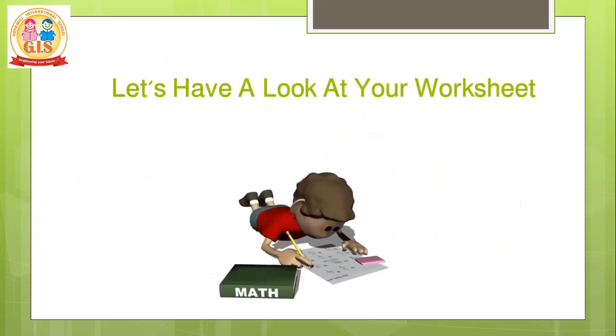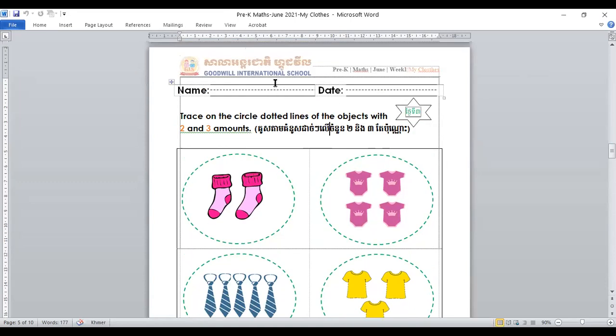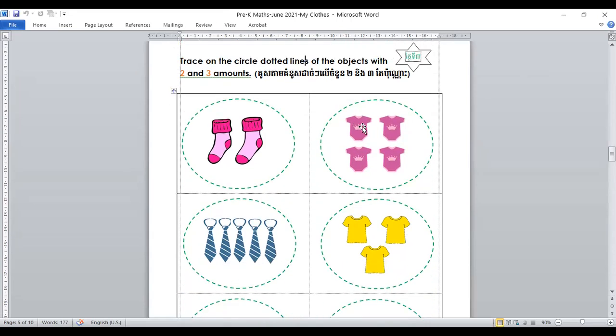So kids, it's good to see you today with the videos. Today I'm going to show you the worksheet. Okay, your worksheet looks like this. In your worksheet, please write your name and the day that you are learning today. You have to trace around the dotted line. This one says numbers 2 and 3. So if you find the object with 2 and 3, for example 1, 2, you can trace around.